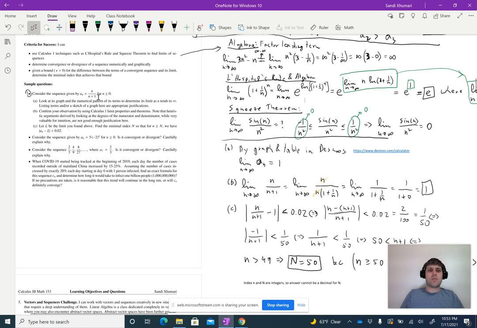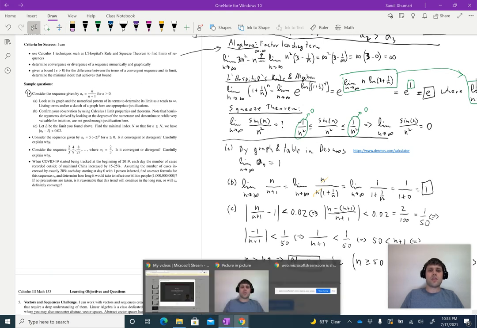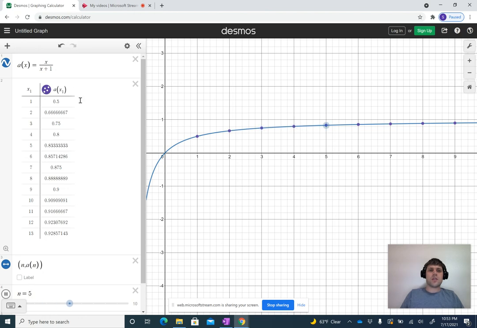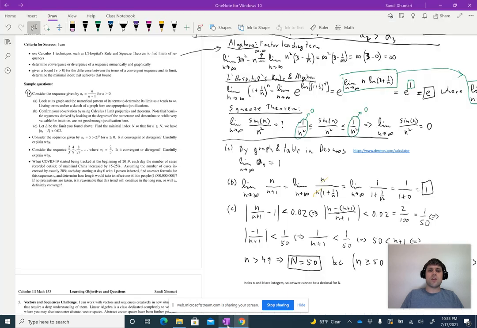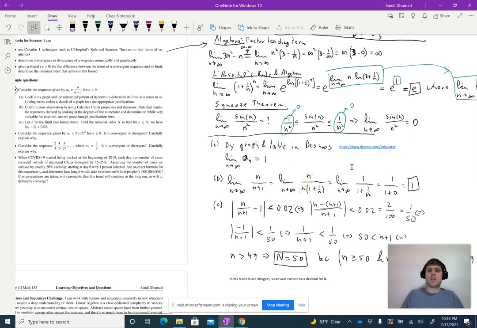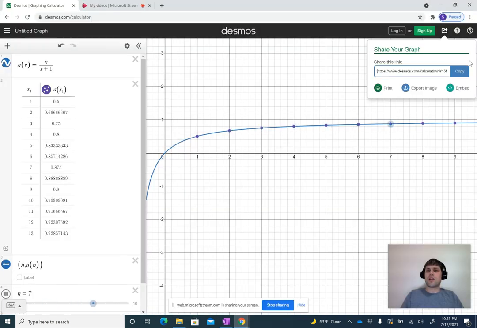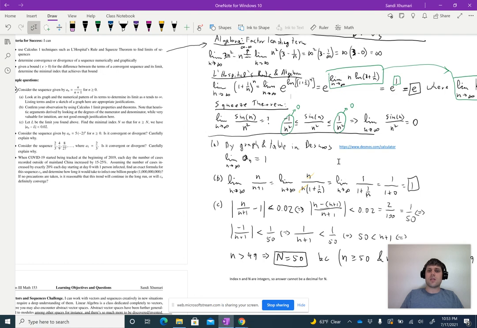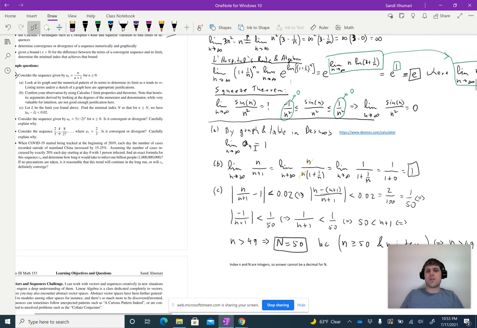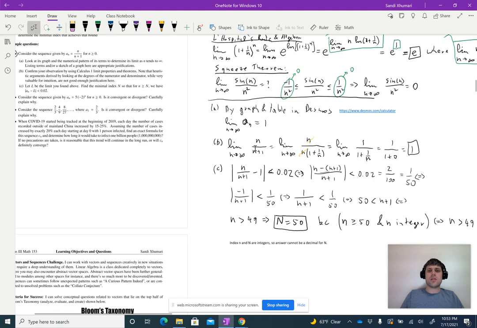We have n over n plus 1, and the first thing we want to do is look at the graph and the numerical pattern to see what it should equal. And I graphed this on Desmos already. So here we go. I put x over x plus 1, made a table, and looking at the graph and the numbers here, it's clear that it's approaching 1. So I put a link here of that Desmos. You can go to share and then copy the link and paste it in there. And so we can see by the graph and table that the limit is 1.